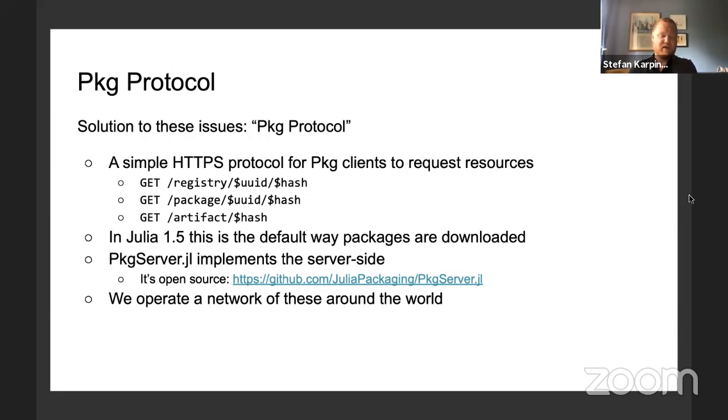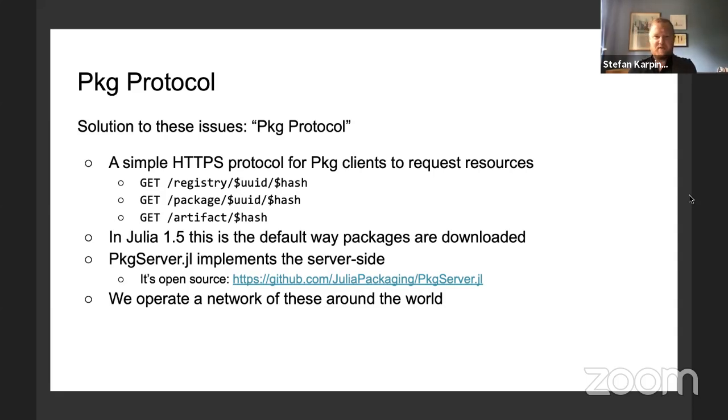I gave a talk about it yesterday with Elliot, so check that out if you're interested in more detail. And in Julia 1.5, this is now the default. This is how people by default get their packages. They talk to a server called pkg.julialang.org. It's not a real website. It's just a resource server. And the server side is implemented in Julia. It's open source. You can see it in the URL here.